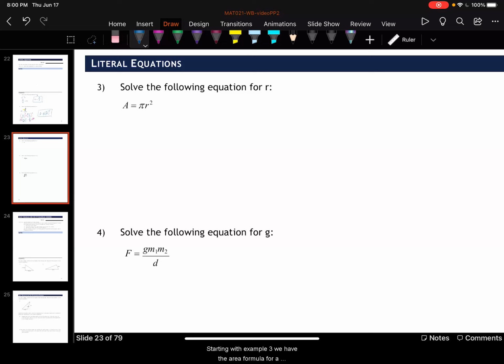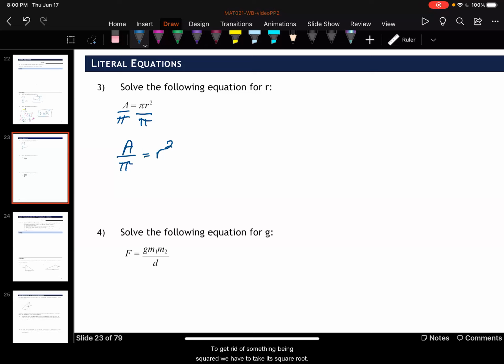Starting with example 3, we have the area formula for a circle, A equals pi r squared, where they want me to solve for r. To do that, the first thing I'm going to do is get rid of that pi value. To do that, I'm going to divide both sides by pi. So I would have A over pi equals r squared.